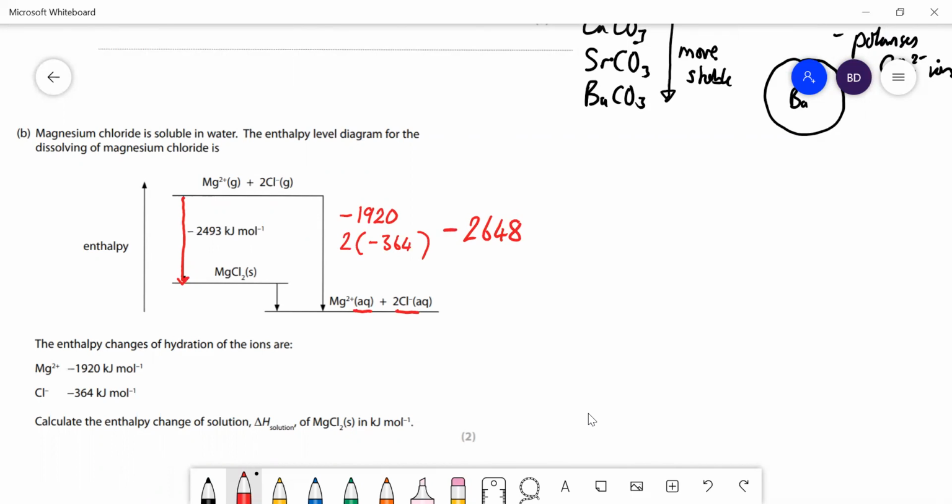And that is going down, so that would be minus. We don't really need to worry about that. So we want to find out this bit here. We have just got to subtract. We'll do 2,648 minus 2,493. That gives us 155. And we need to think, what is the sign? Is it negative or positive? Well, the arrow is going down. It's exothermic, so it's a minus sign. So that is the enthalpy of solution, minus 155 kilojoules per mole.